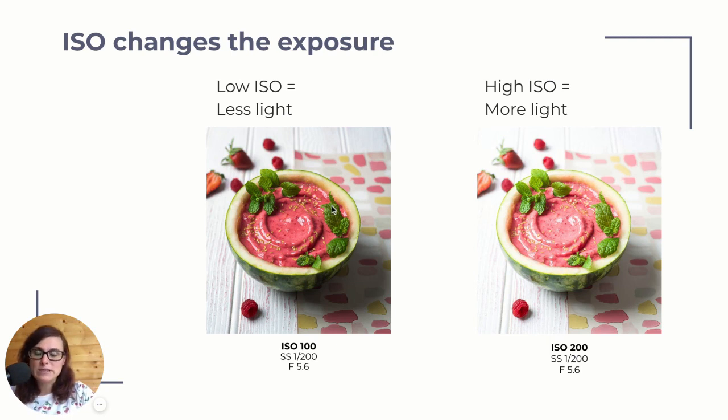So in these two examples, my other settings, the shutter speed and the aperture, stayed exactly the same. Shutter speed 1/200 of a second and aperture 5.6. Same for both images. However, in this first image here on the left, my ISO was at 100. So my image is darker, obviously, because a low ISO means you let in less light. Your sensor can record less light. While here, I increased my ISO to 200, and as you can see, the image is brighter.